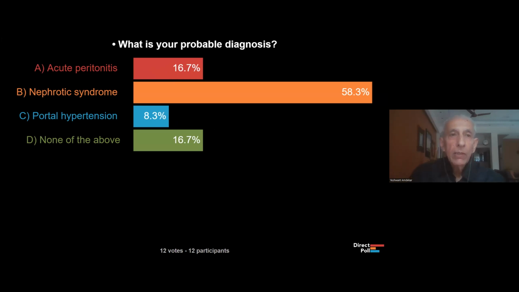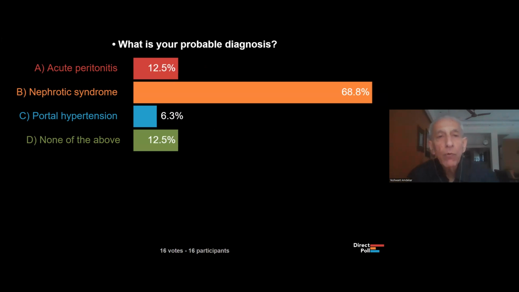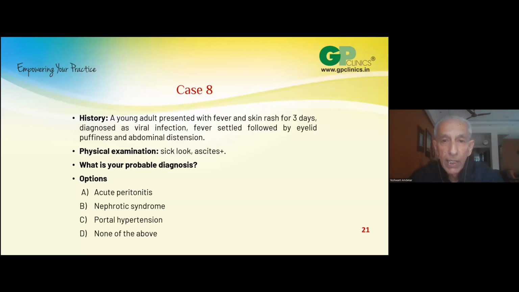Fine. Most of you thought it was a nephrotic syndrome, but take note of this. First thing, nephrotic syndrome has no reason to start with fever and some viral illness. That is number one. It often starts without any immediate preceding symptom. Second, nephrotic syndrome does have eyelid edema and abdominal distension, but as the preceding event was fever, something is related to fever.